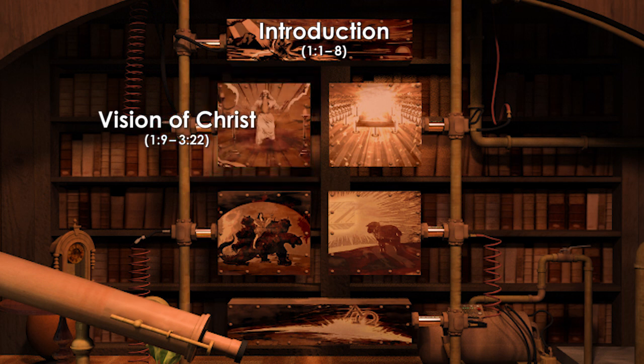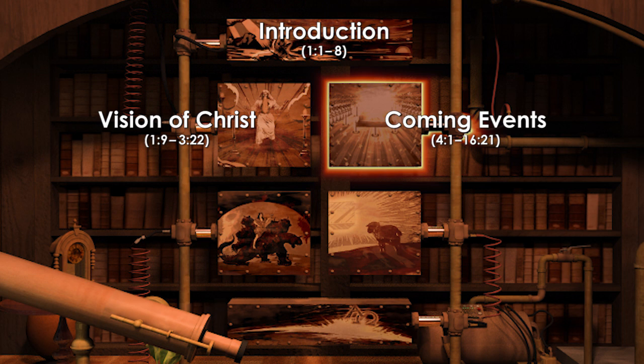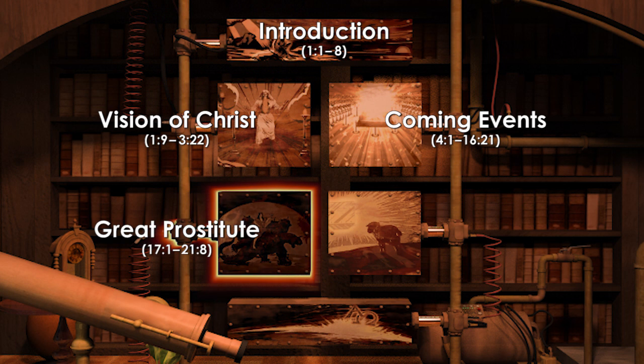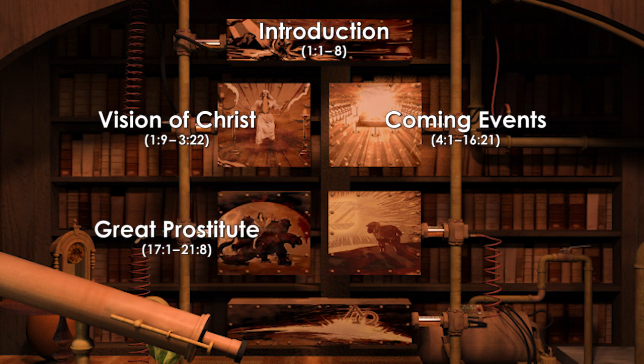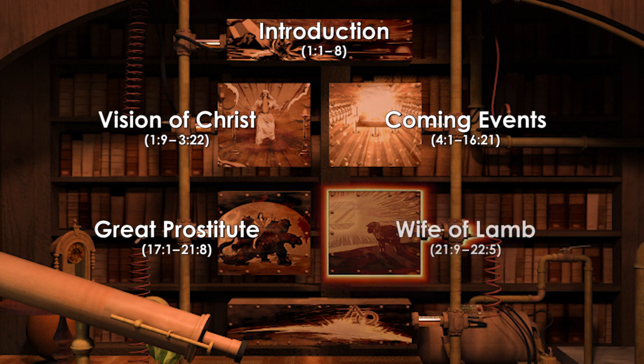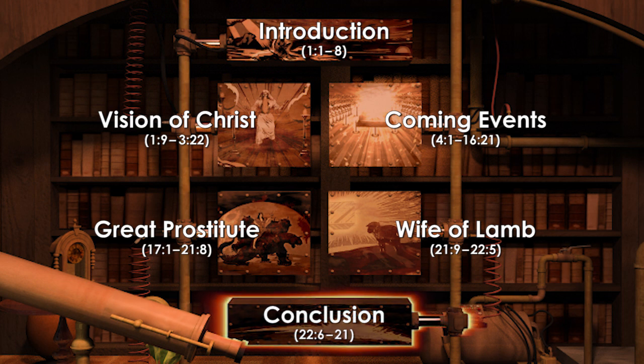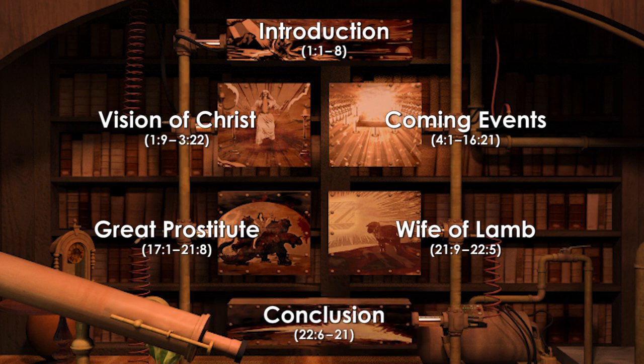through chapter 3, verse 22, a vision about coming events in chapter 4, verse 1 through chapter 16, verse 21, a vision describing the punishment of the great prostitute in chapter 17, verse 1 through chapter 21, verse 8, and a vision of the bride, the wife of the Lamb, in Revelation chapter 21, verse 9 through chapter 22, verse 5. After the four central visions, the book ends with a conclusion in chapter 22, verses 6 through 21.